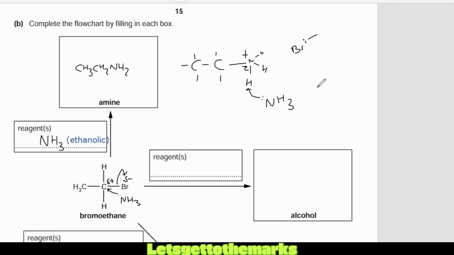And I should really write that out in displayed form, but I'm not going to bother. So yeah, you could display that if you want. That'll get you 2 marks.